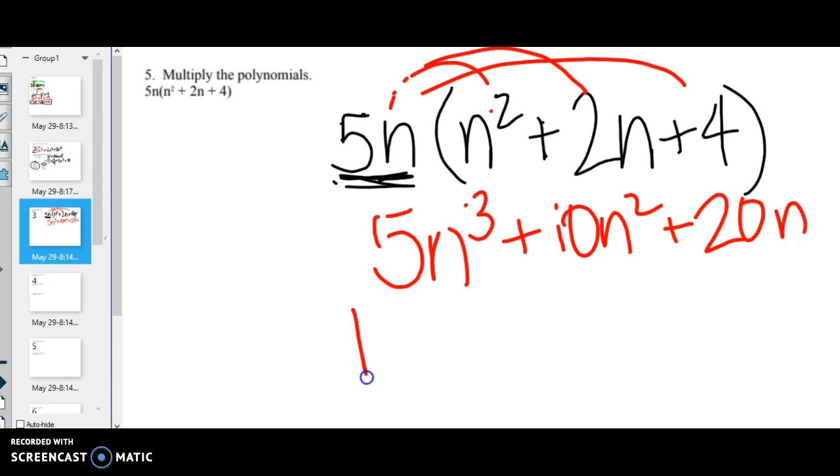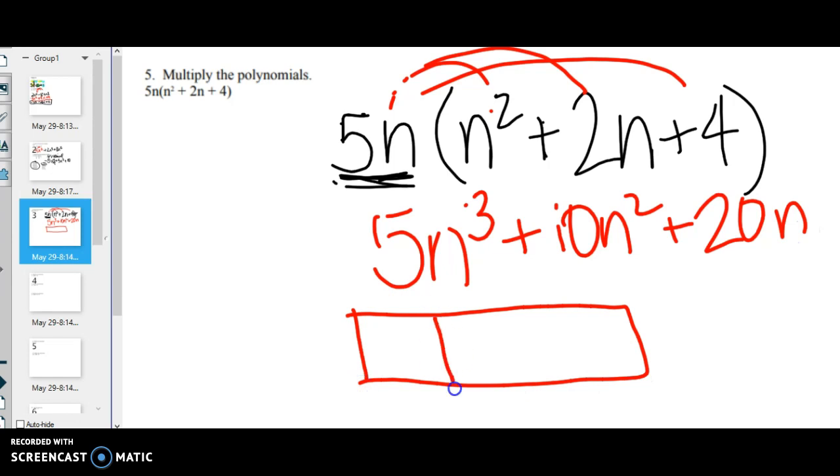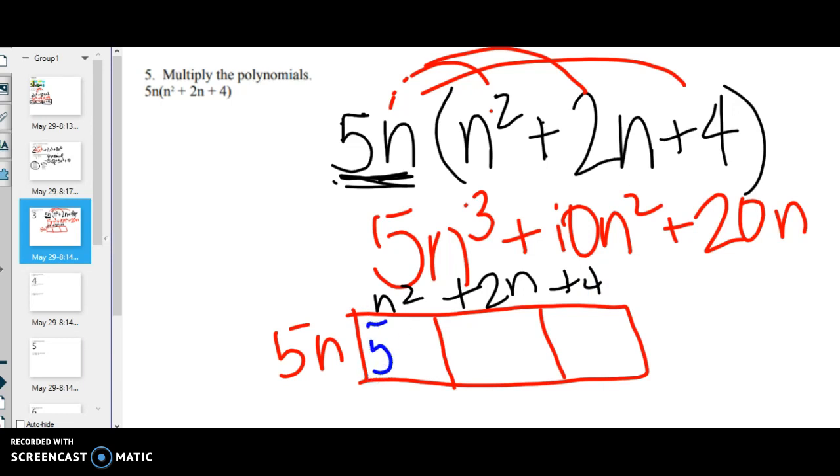If it's helpful for you, you can put this into a box. It's just like a 1 by 3 box. So I've got 5n here, and on the top, n squared plus 2n plus 4. And then you can just fill in the boxes. For those of you who do the box, this works really well. And you still come up with, so n squared times 5n gives you 5n to the third. Then you have to have the plus. 5 times 2 is 10. N times n is n squared. And then another plus. 4 times 5n, 20n. There it is. Let's go to the next one.